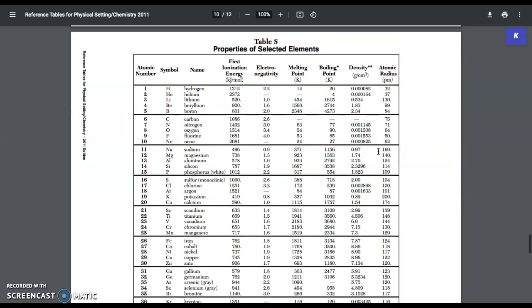So I'm teaching you these trends because it makes things much easier, but a lot of these trends you can figure out by just looking up the values of different elements on the periodic table. So you'll see we have first ionization energy, electronegativity, and atomic radius already on table S for us.